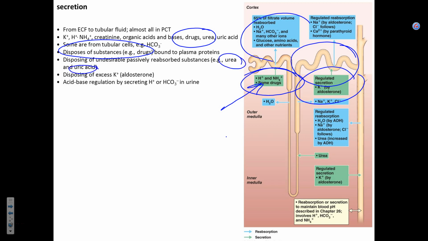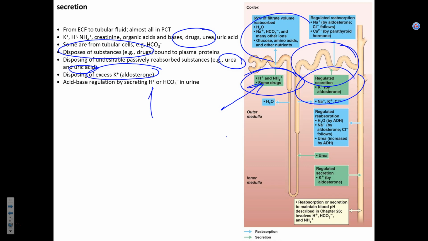Urea and uric acid, they are passively reabsorbed. Remember when we talked about how sodium is reabsorbed, water follows it with osmosis, urea concentration in the filtrate increases and urea gets reabsorbed. The whole point of your renal system is to get rid of urea. Does that make sense? So that's going to be the secretory part. And as I mentioned, potassium.